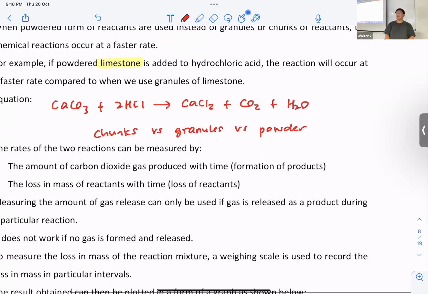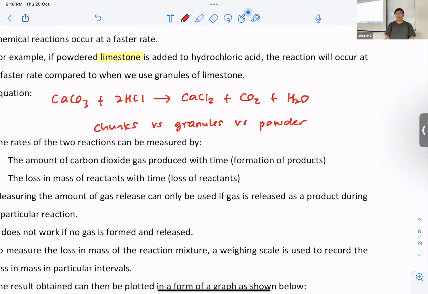Which one is the smaller size? Powder has the smaller size. Now, when you have powder substances to react, for example, calcium carbonate can be found in different sizes, right? You have big chunks, you have smaller granules, you also have powdered form where you can grind completely, okay? So if you were to react any of this with hydrochloric acid, you will see different outcomes.